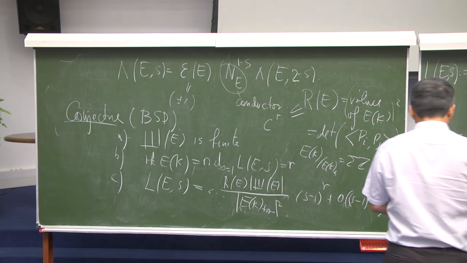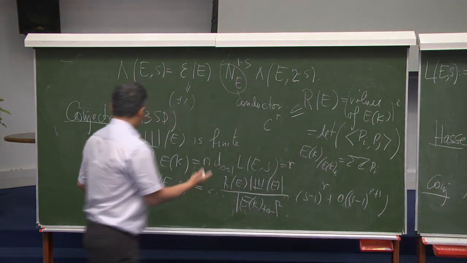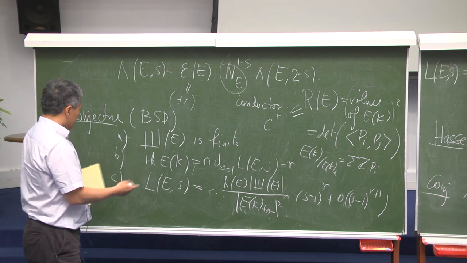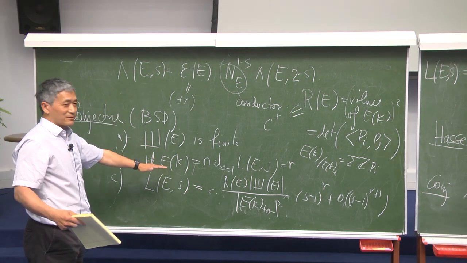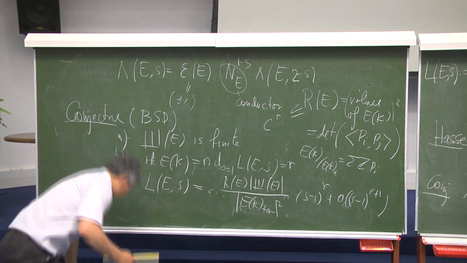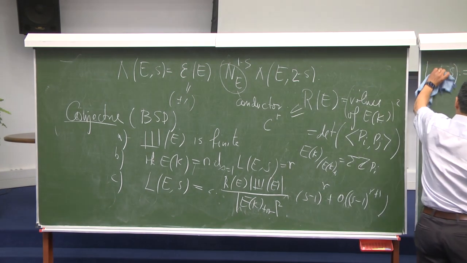Okay, so this is two sets of conjectures I know. One set of conjectures is about what it generates. This one is more precise. So what can we prove? Well, we can prove almost nothing.